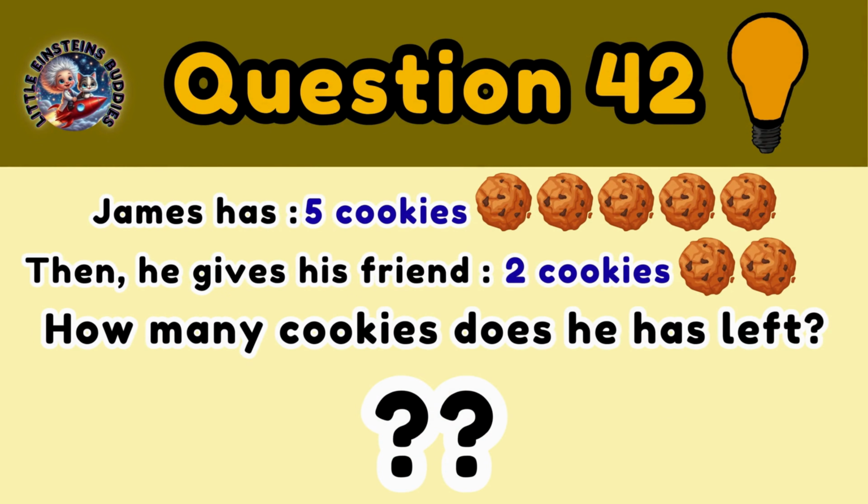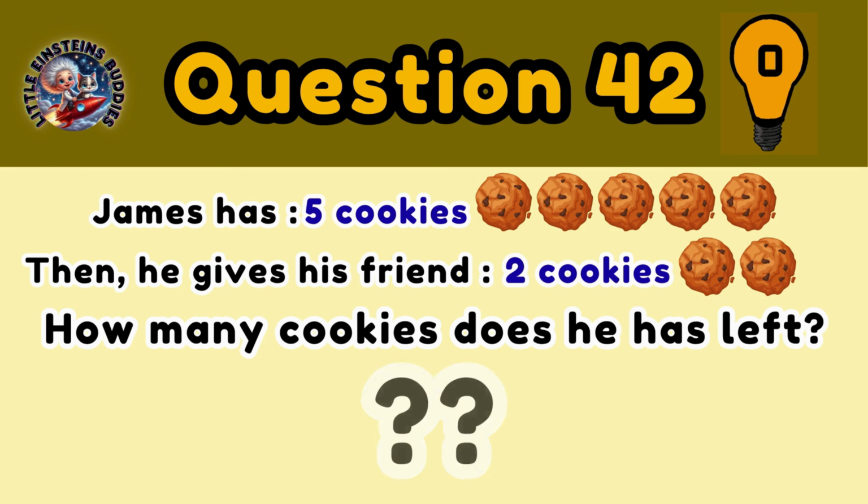Question 42. James has 5 cookies. Then, he gives his friend 2 cookies. How many cookies does he have left? Three cookies.